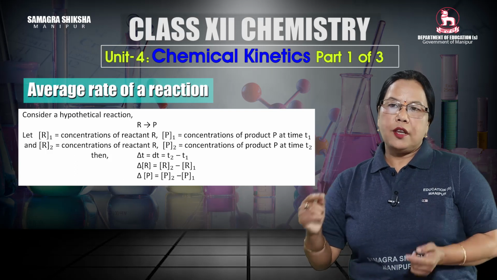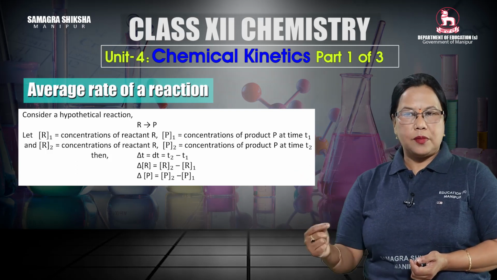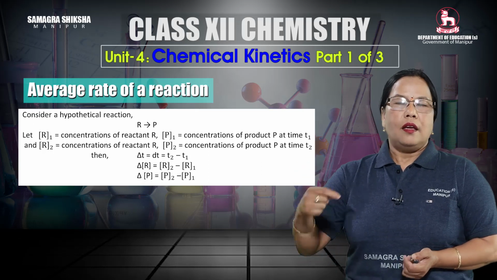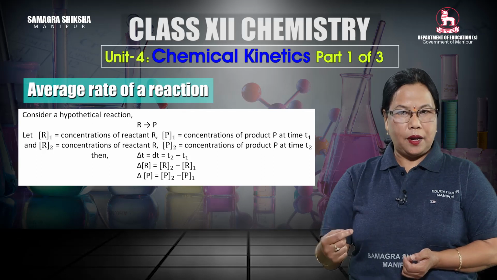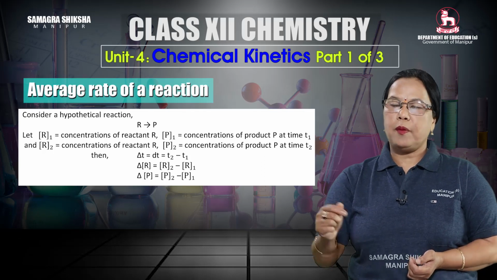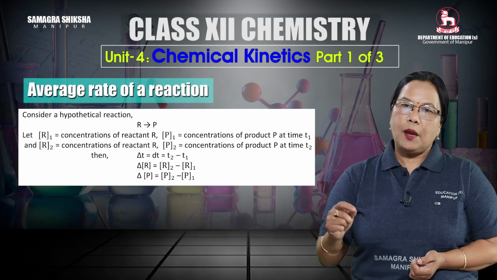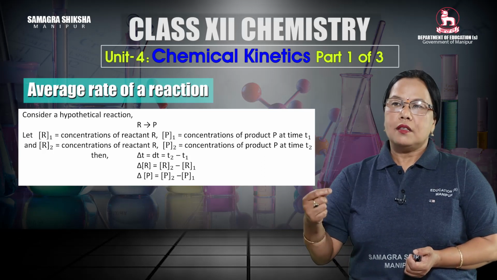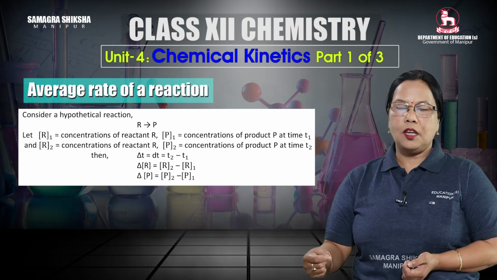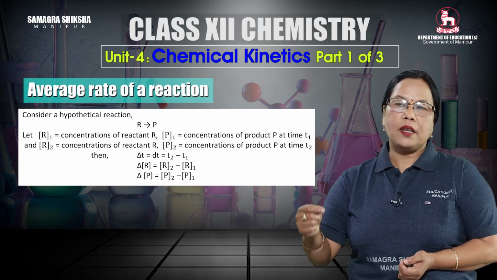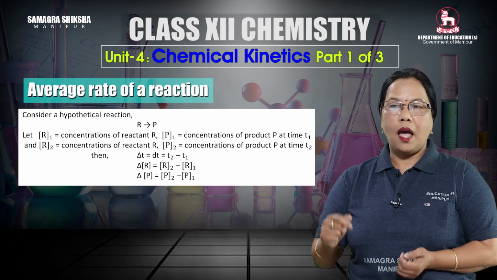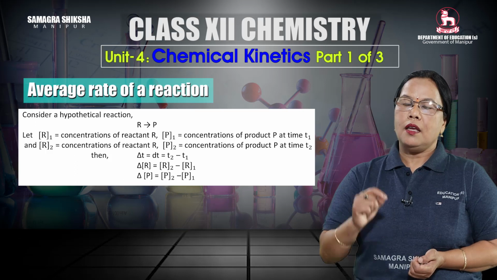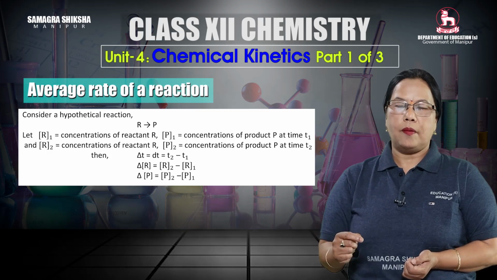Suppose time T1 and T2 are given. The sense of time is represented symbolically as capital delta T, or dt. The representation of the sense of time is the difference T2 minus T1, where T2 is greater than T1, so delta T is the change in time.